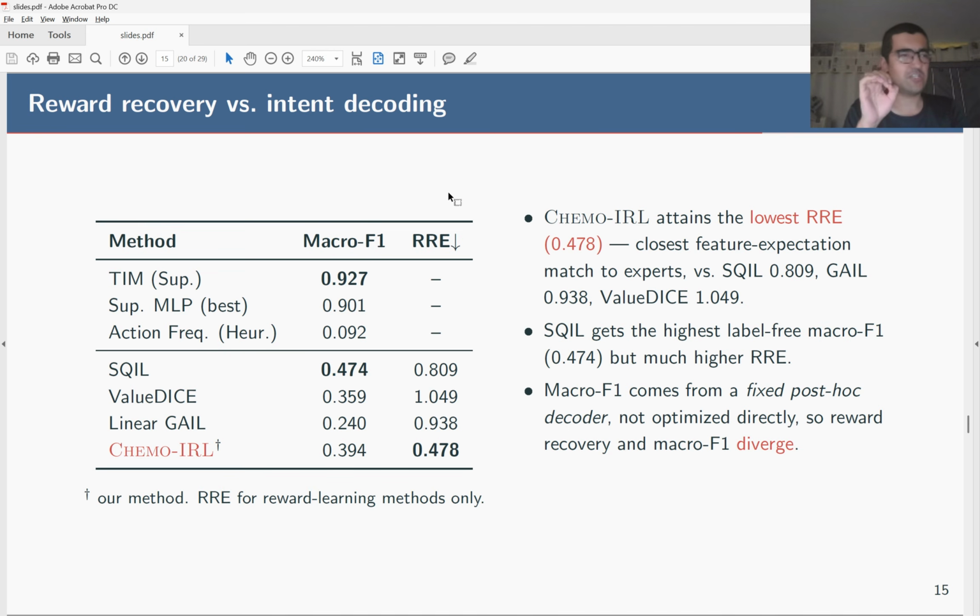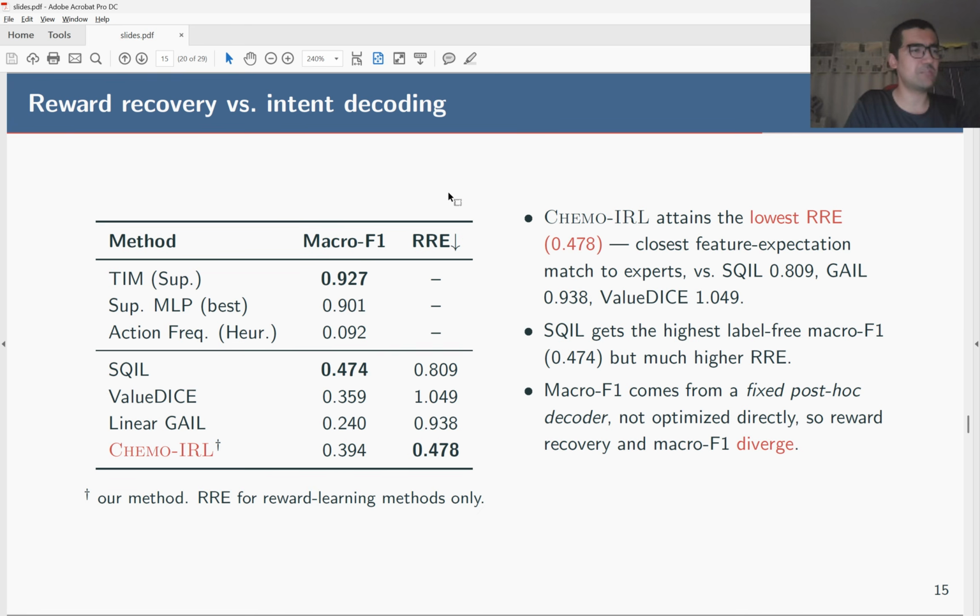But notice the tension. SQL has the highest label-free macro F1 at 0.474, even though its reward recovery is much worse than 1. How can that be? It's because the macro F1 here comes from a fixed post-hoc decoder. It's not something any of these methods optimize directly. So reward recovery and macro F1 can and do diverge. Recovering behavior well is not the same as decoding it into the right discrete label.